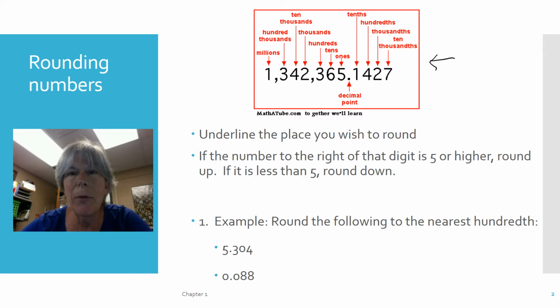So when we're rounding numbers, we should always round up if the digit to the right of the number we wish to round to is 5 or greater, and we round down if the digit to the right of the number that we're trying to round to is less than 5. So here's an example. I want to round these two numbers to the nearest hundredth.